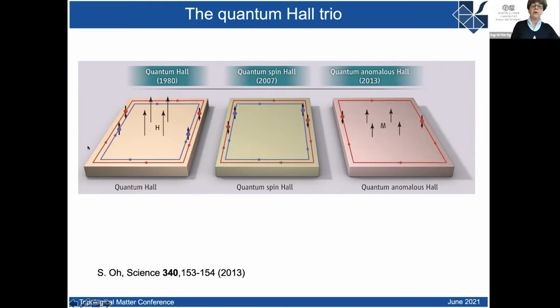And this is the quantum Hall effect, where we have a pair of edge states in an external magnetic field, and the two edge states with opposite spin propagate in the same direction. And they would contribute to the conductivity 2e squared over h. Then we would have the quantum spin Hall effect.